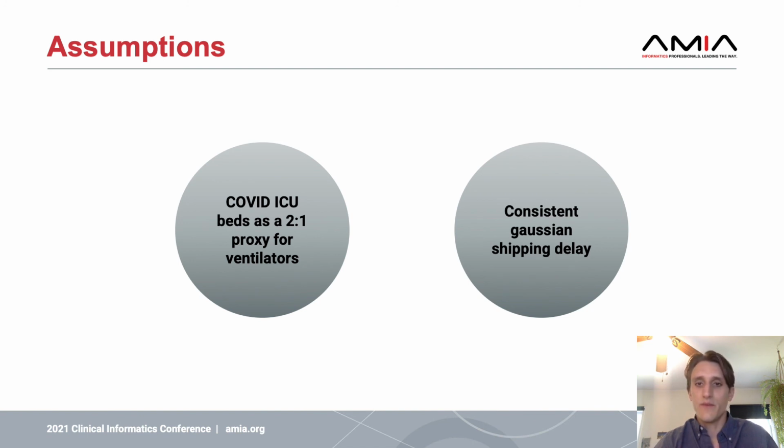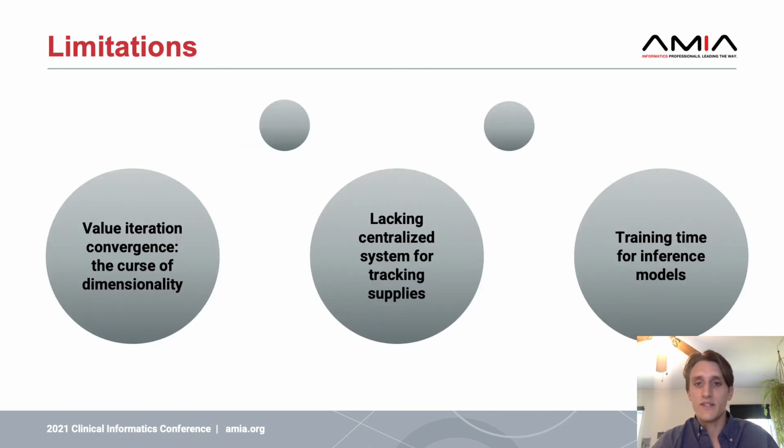In summary, I want to revisit a few assumptions, limitations, and directions for future work. As stated earlier, we make 2 significant assumptions for our simulation environment in order to present an analysis with real data, using scaled ICU data as a proxy for ventilator supplies, and using a consistent Gaussian shipping delay model. We did discover some limitations of our models along the way. First was a value iteration convergence issue, in which we sacrificed the accuracy for realistic convergence times and found the algorithm to be unpractical. Second, we find that the lack of a centralized system for reporting supplies across state-level entities required us to use the proxy variables I explained earlier.